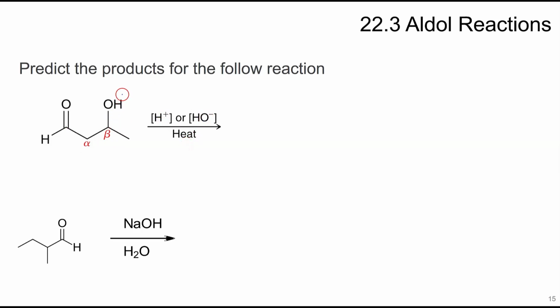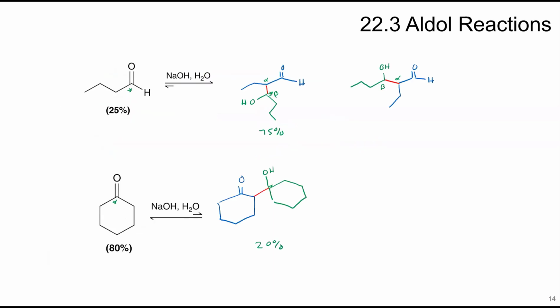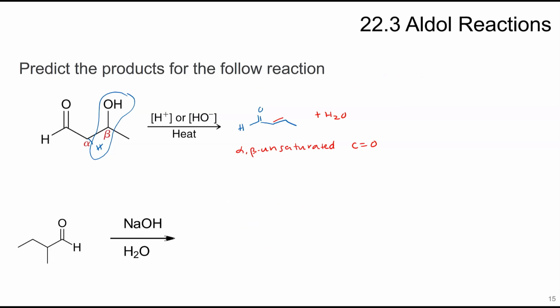heat, this is going to get eliminated. This double bond forms here plus water. This is an alpha beta unsaturated carbonyl. The reaction that we saw here, these are aldol reactions. If you heat up the reaction in the presence of acid or base, this is an aldol condensation. So the aldol condensation gives off water, and we end up with the alpha beta unsaturated ketone.